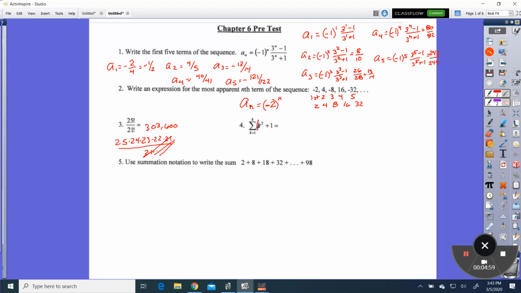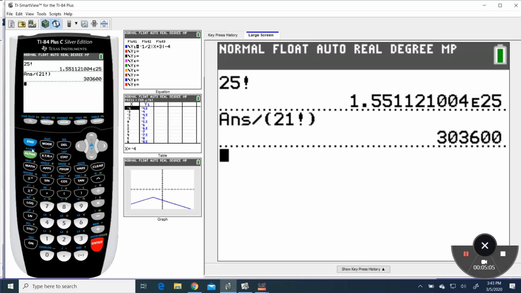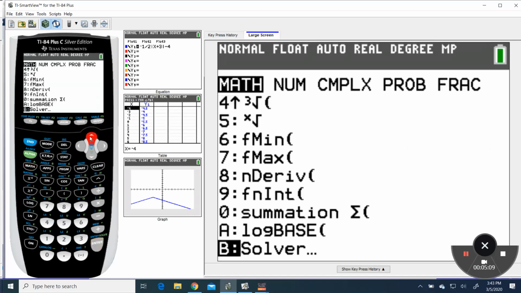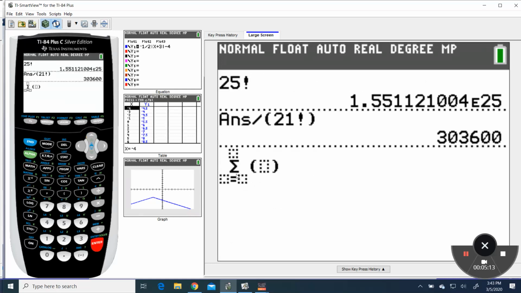This next one, I'll show you the fastest way, and then I'll show you the long way. The fastest way is to realize on your calculator there's a button. So if I go math and go all the way down to the bottom, it says summation. And it brings up this thing, and it has little spaces for things. You can use K, you can use whatever variable you want, or you can just use X.